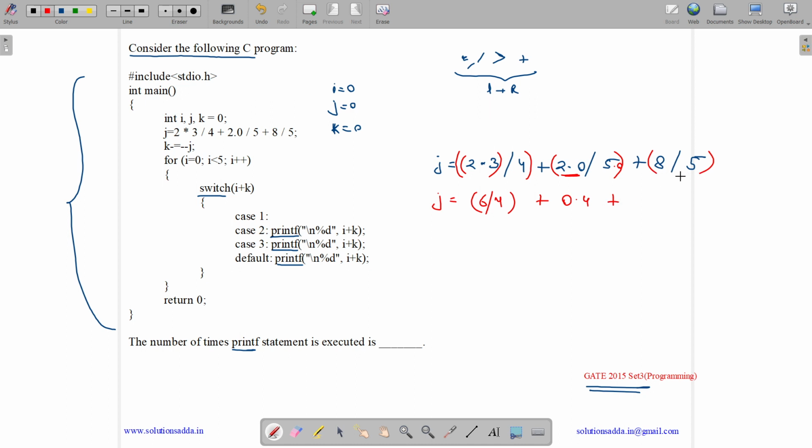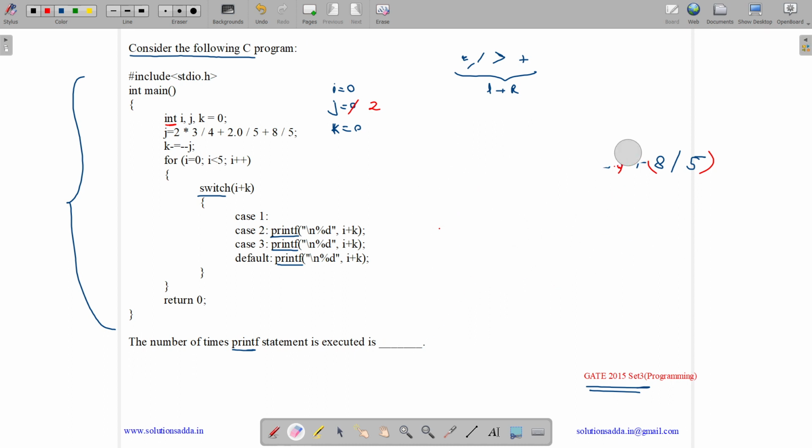Here both are integer values, so we will have integer division. So 8 / 5 will be 1. 6 / 4 is also integer division, giving 1. So j equals 1 plus 0.4 plus 1, which is equal to 2.4. Now this floating point value is assigned to an integer j. See, j is an integer, so it gets converted from float to integer. So it becomes 2. The j value becomes 2 instead of 2.4.